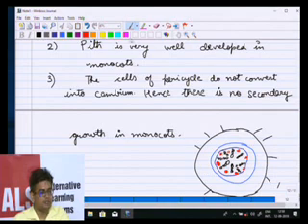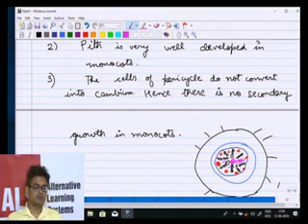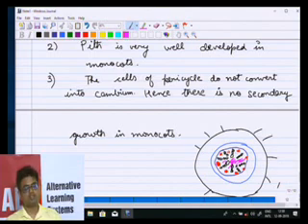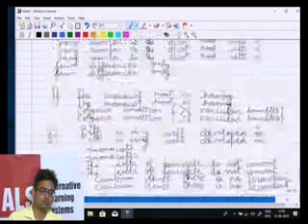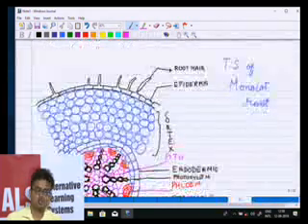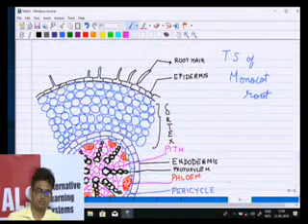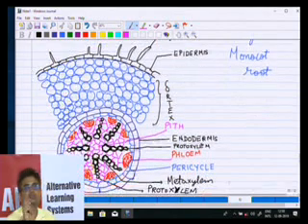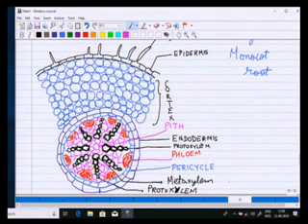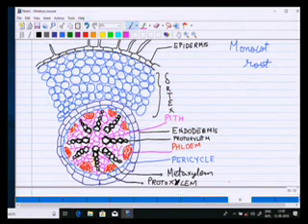Pith is present everywhere, like this. So this is how it is working. Epidermis, root hair, cortex, endodermis, pericycle, and the pith. So this is the general structure. There is only the change in the number of vascular bundles. Otherwise, there is no change. Only the number of vascular bundles have increased from 4 to 8.